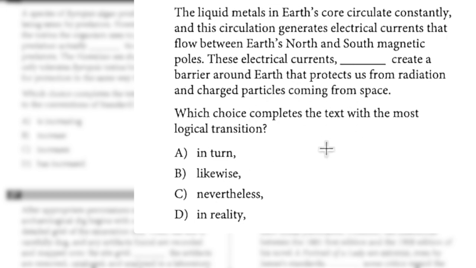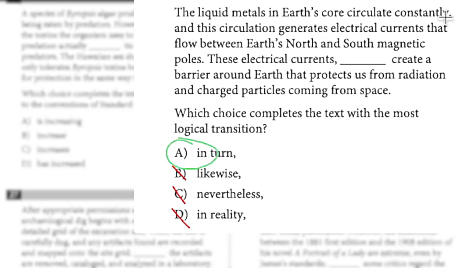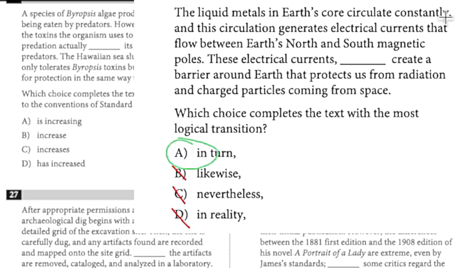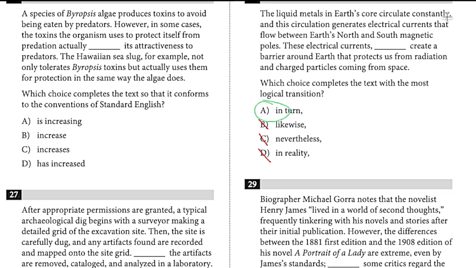In turn, that actually makes a lot of sense because it says they flow between the poles, and then in turn, as they do this, they create a barrier around the Earth. And then these other ones, likewise, no. Nevertheless, no. In reality, no. So in turn is going to be my answer. Again, first we're talking about liquid metals circulating, and that creates electrical currents. In turn, the electrical currents create this other thing. So it's like this creates this, in turn, this creates this.